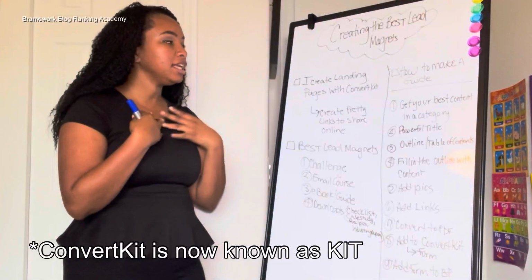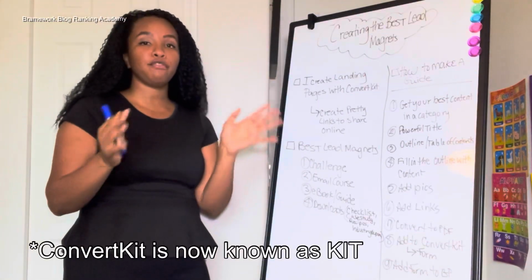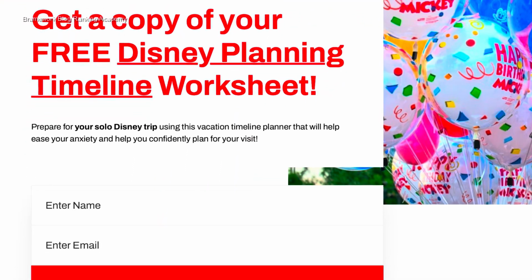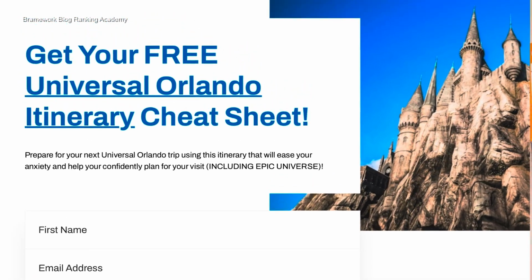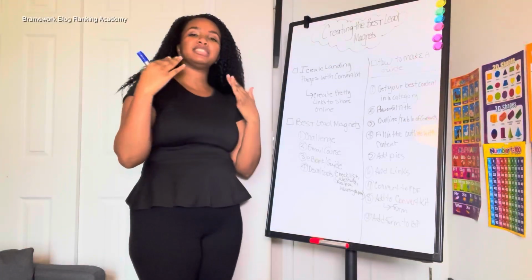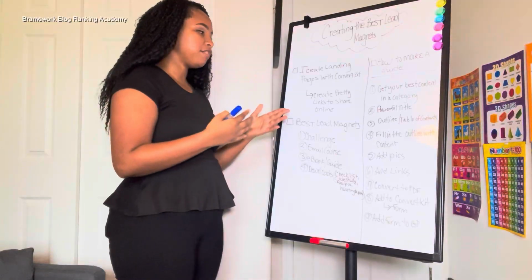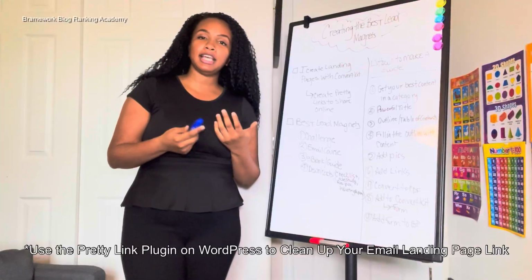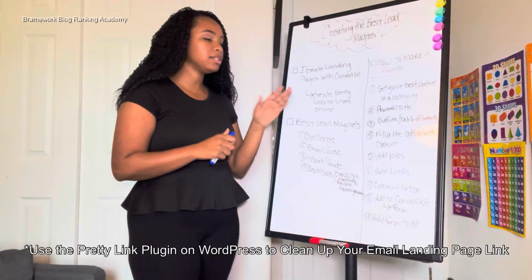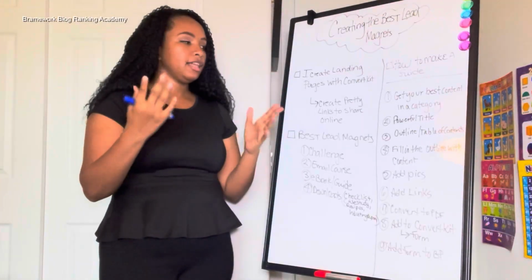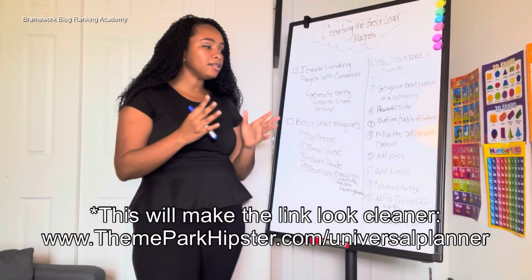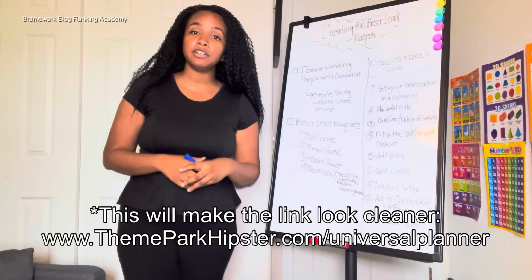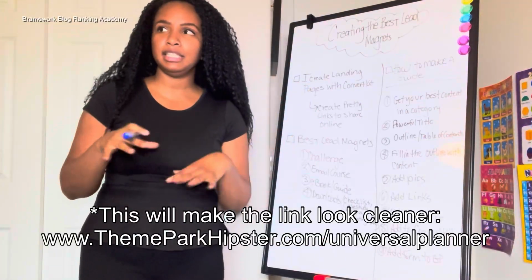So what I do is I always create a landing page with ConvertKit for my lead magnets. You can check out this one that I did for Disney and this one that I did for Universal. I also take those links that go to ConvertKit and I create a pretty link with a plugin that's in my website, themeparkhipster.com. So that pretty link, I'll use something like www.themeparkhipster.com/universal planner. And that way, when I'm sharing it across the internet, it doesn't look like a crazy hyperlink.